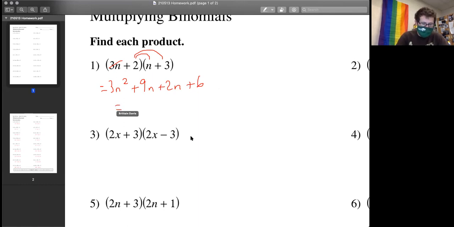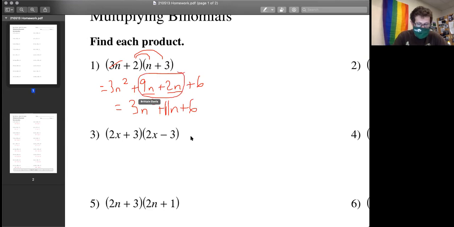We do have like terms anytime like this. There's a 9n, there's a 2n. So I can just combine those together to get a final answer of 3n squared plus 11n plus 6. Notice these two got combined, but there's no other n squared term and there's no other number term. So these just kind of stay how they were before.